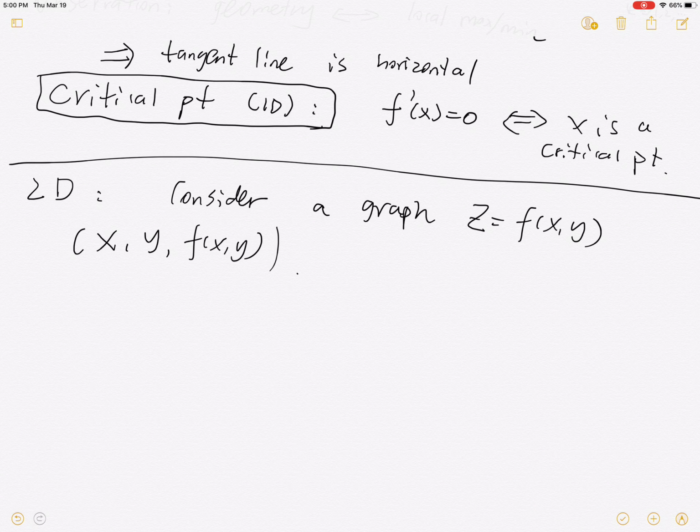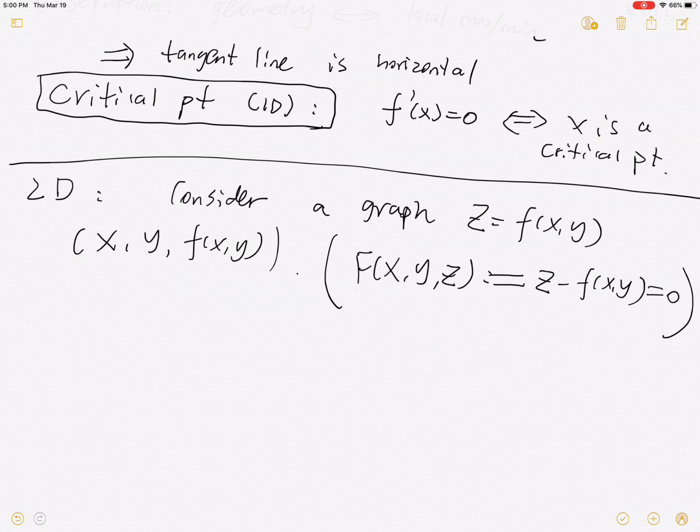Okay, but because some people are more familiar with the gradient, I would like to write it on this side. This is the equivalent definition of the function from the point of view of a level surface.